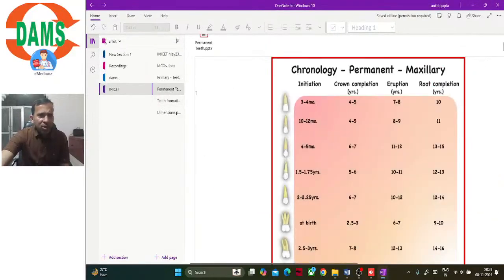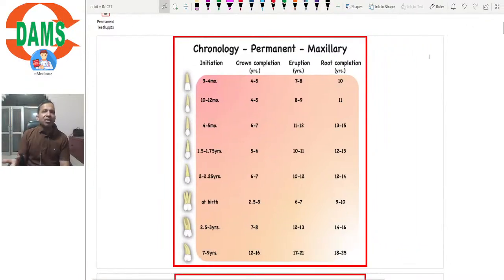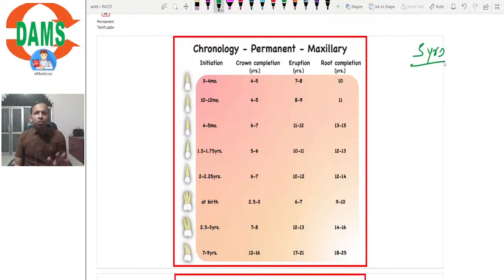So let's go to some distinguishing features and chronology of the permanent teeth. We'll revise it quickly, okay, because sometimes applied questions can be asked on this, right? So some teeth will be initiated in the first year of life, then the second year of life, and then the third year of life. So mostly all the primary teeth, and also all the permanent teeth, are initiated within the first 3 years of life. Clear? Except the third molar, the third molar is the exception; all the other teeth are initiated within the first 3 years of life, right?